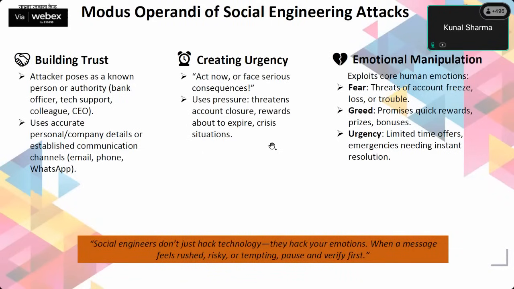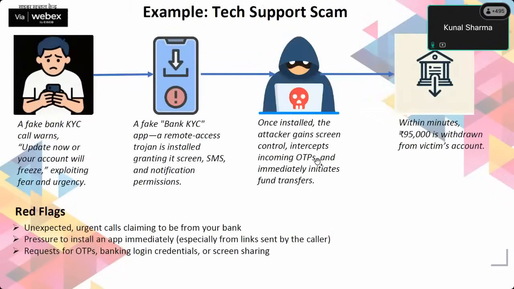Now we'll move on to one such attack. This is one of the examples. A fake KYC call warns you to update now or your account will freeze. When you go to that message, you click on that link. That KYC app is added into your system, but it is actually not a KYC app. It is a remote access Trojan, a RAT, that is being installed into your system.